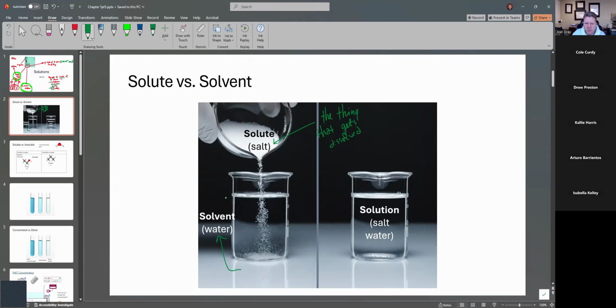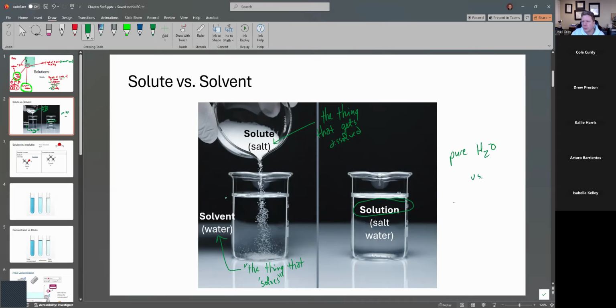Now, the solvent, for some reason, what's stuck in my mind is the thing that solves. And of course, we're not talking about actually solving anything, but instead it dissolves. So the thing that dissolves the other thing is the solvent. A solution, like salt water, is a mixture of that. It's got a solvent and a solute.